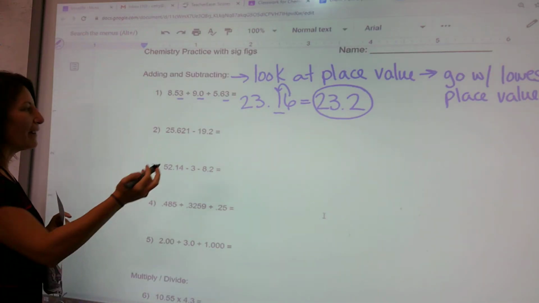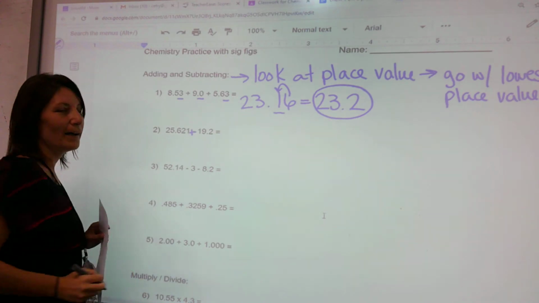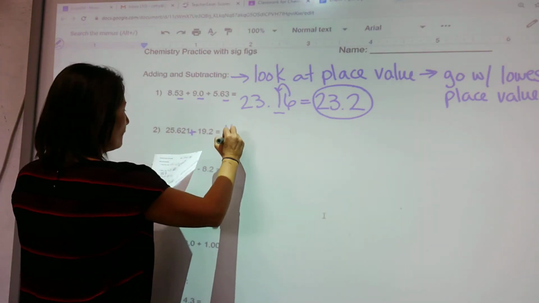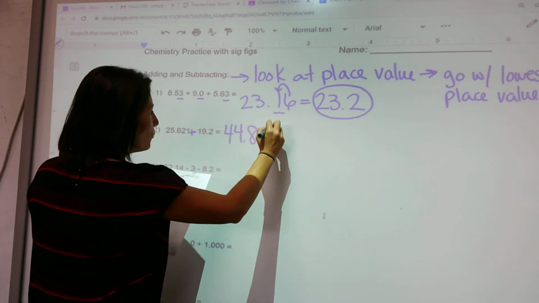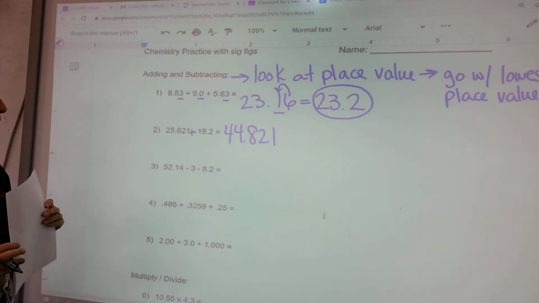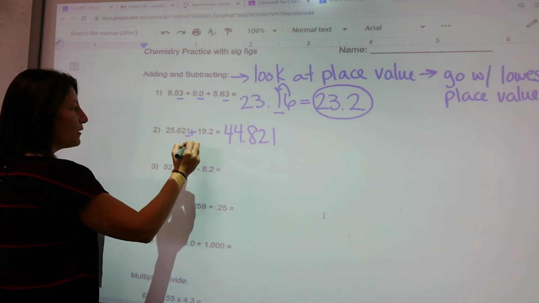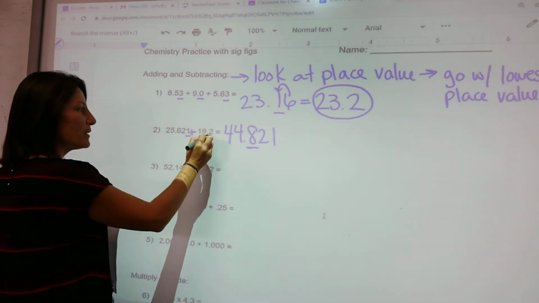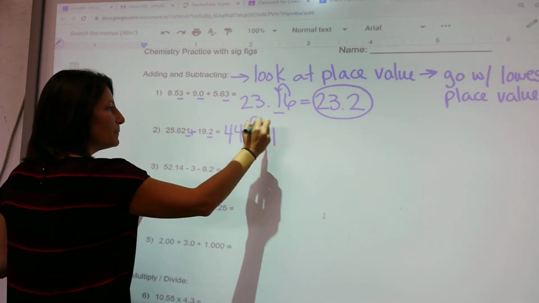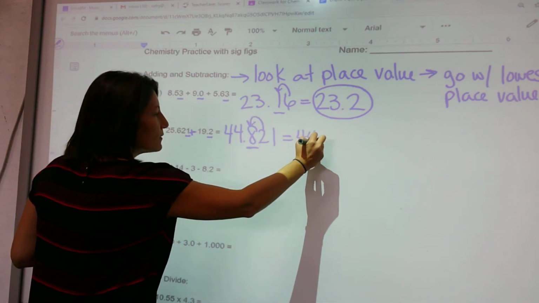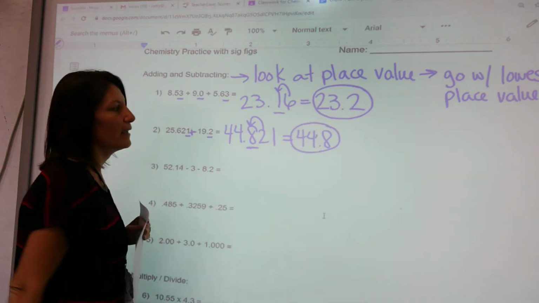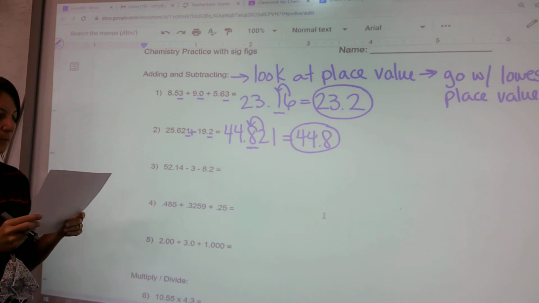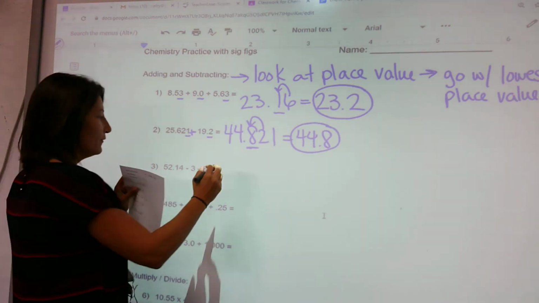For number 2, I have a typo here. This should be a plus sign. If you were to add these two numbers up, you get 44.821. That's what the calculator would tell you. Now, if I'm looking at place value, I have thousandths versus tenths. So my answer is going to end in the tenths, the lowest one. That 2 keeps that at an 8, so it's 44.8.